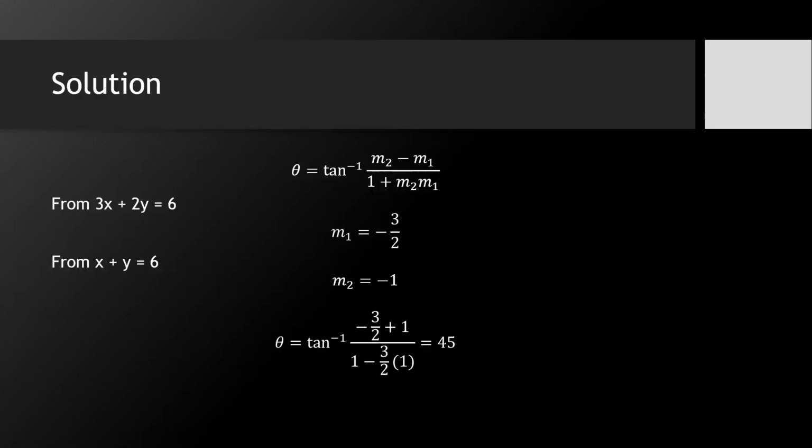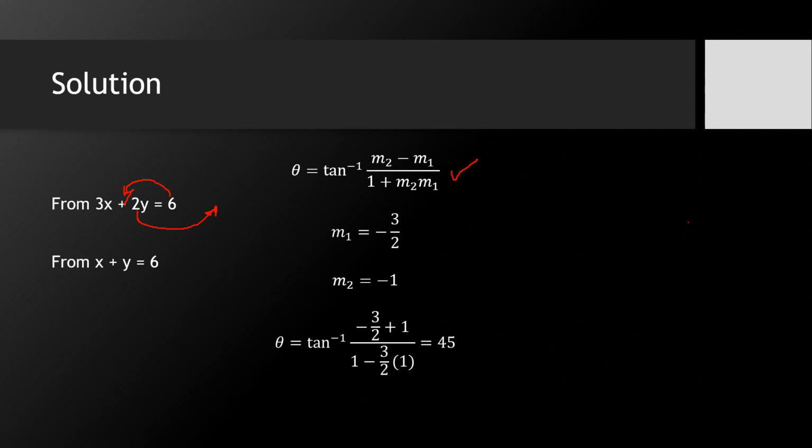For the solution, first we want to know the slopes of the two lines, then apply this formula. To get the slope of this, I change this equation into the slope-intercept form, that is mx plus b is equal to y. Transpose this to the other side of the equation, and you will get -2y is equal to 3x minus 6.